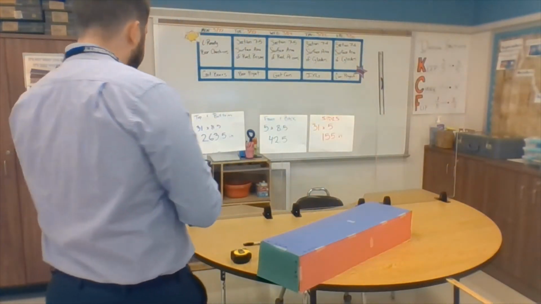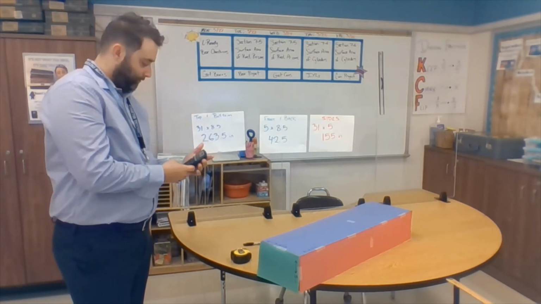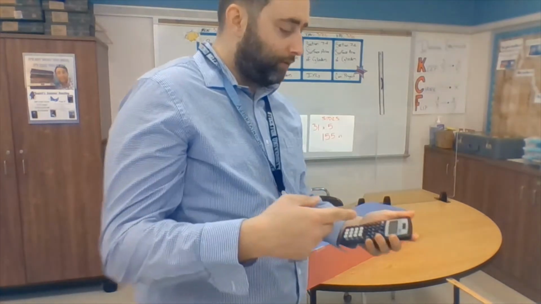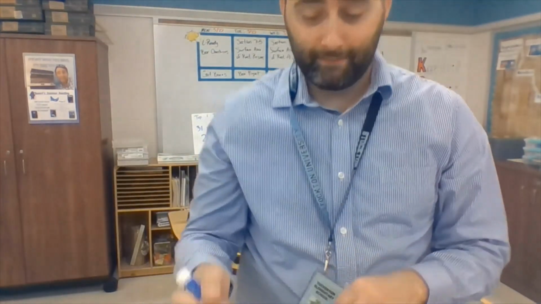What I'm going to do now, add them all up. Take my little calculator. Let's see, I have 263.5 plus 42.5 plus 155. And I get a grand total of 3,461. I'm waiting for everybody out there to start yelling at me. Mr. Nugent! You said a cube or a rectangle had 6 sides. It does. I'm not done.